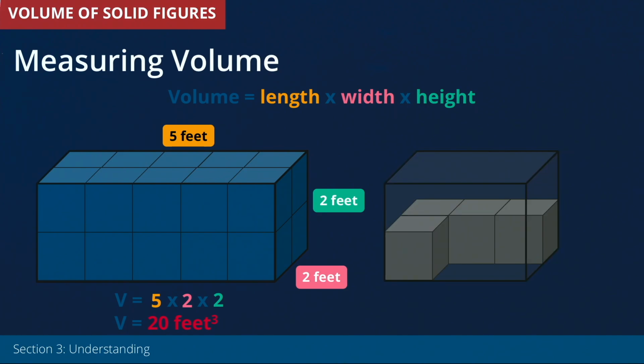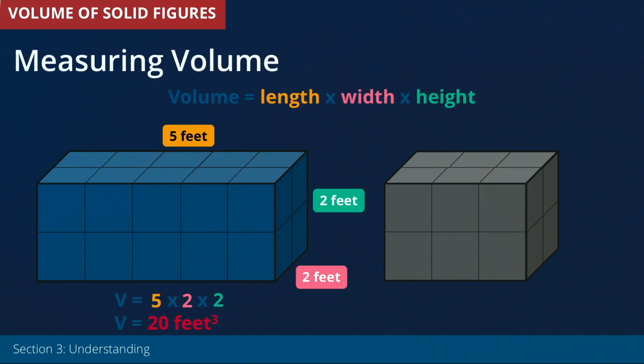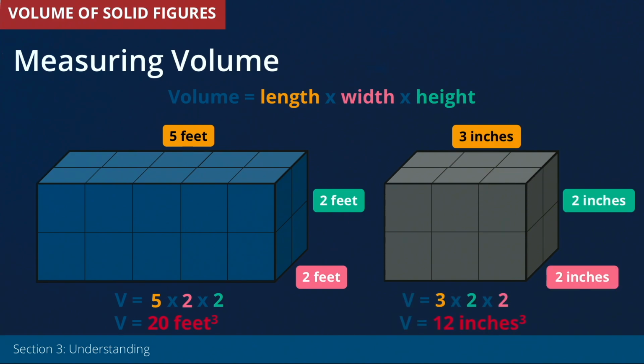What would that look like for this shape here? Well, I have a length of 3, a width of 2, and a height of 2. So that means the volume here is 12 inches. Now we can do this with our figures, as you see here on the page, but we can also do this with manipulatives. Let's look at one example.